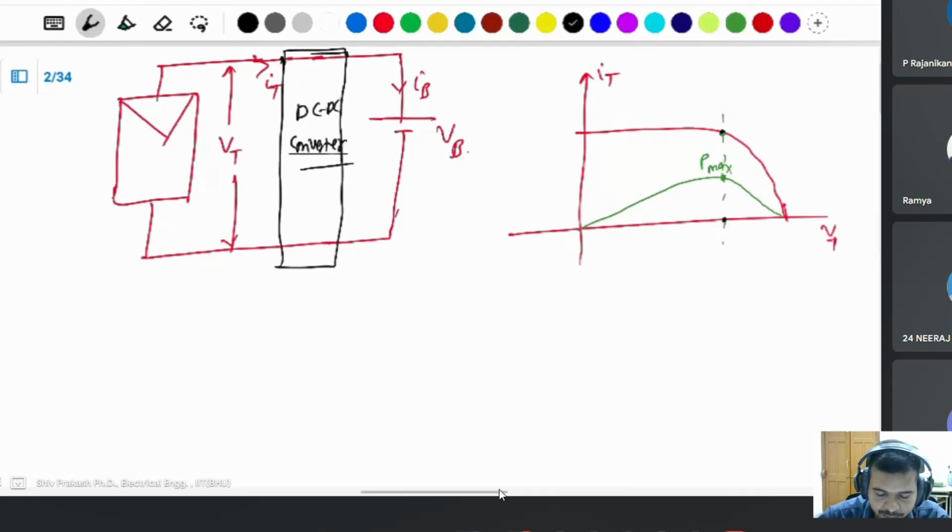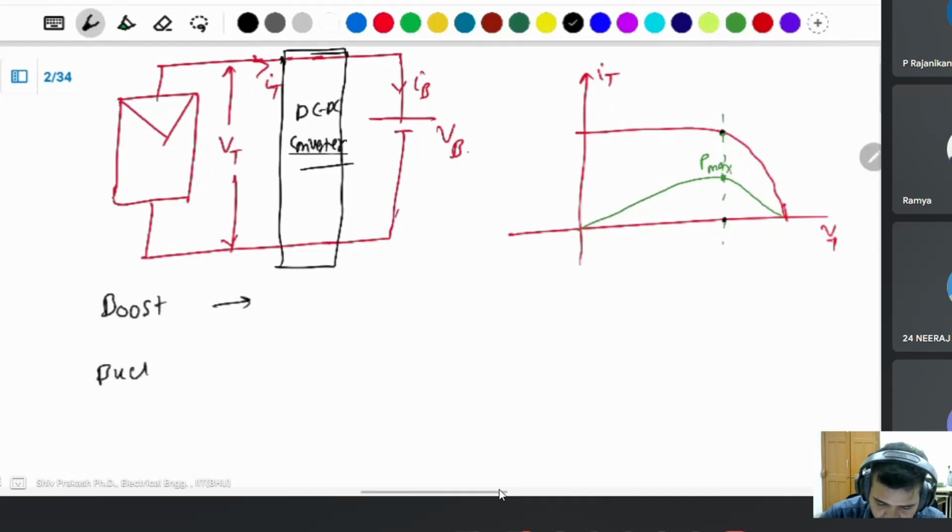There are many basic converters. You know about the buck converter, boost converter, and buck-boost converter. These are the basic converters. But in this scenario, the boost converter and buck converter are the most used. Mostly a boost converter is used, and sometimes a buck converter.